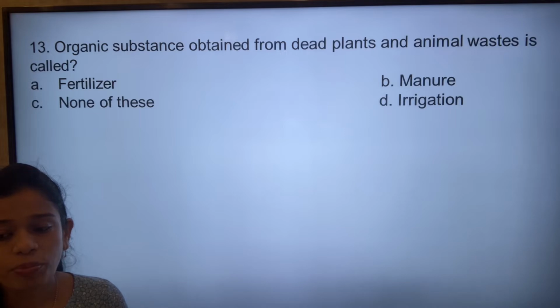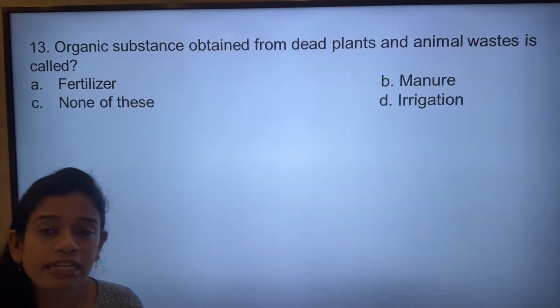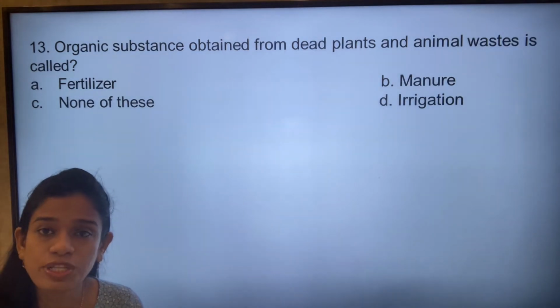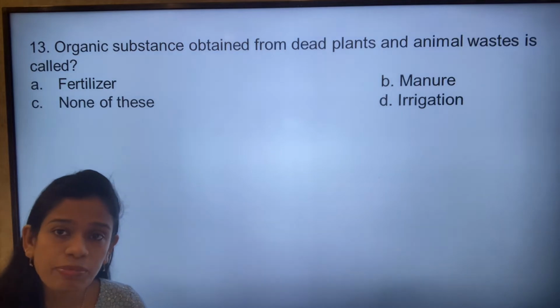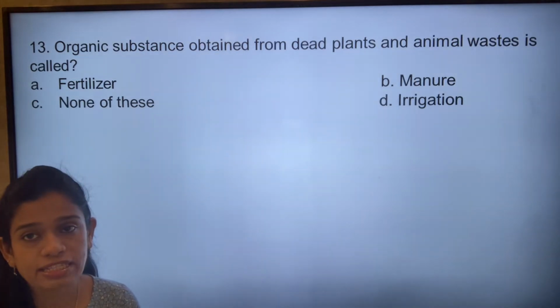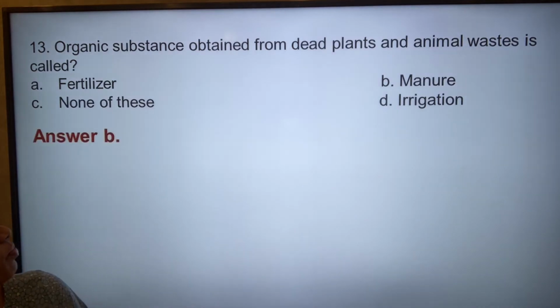Organic substance obtained from dead plants and animal waste is called the organic substance. Here the word organic has been used, so it is not a chemical, or an industrially made substance. It is an organic substance and it is known as manure, or option B.